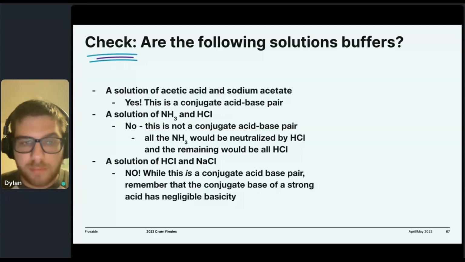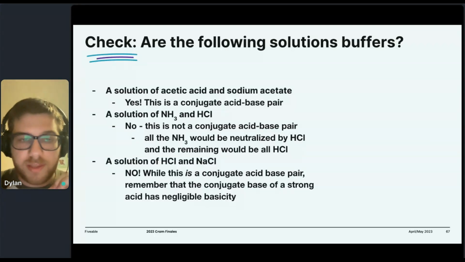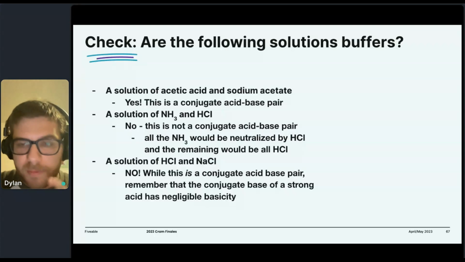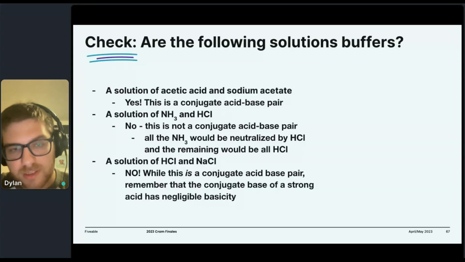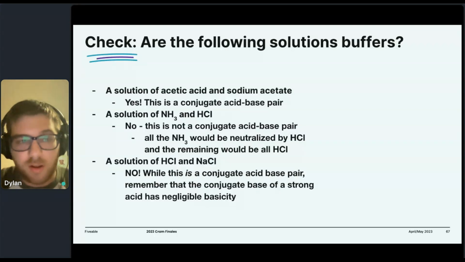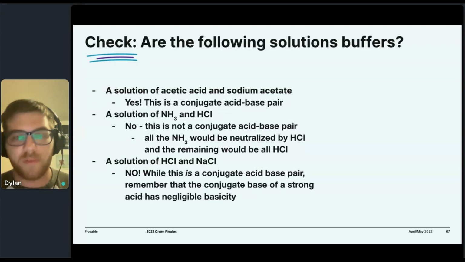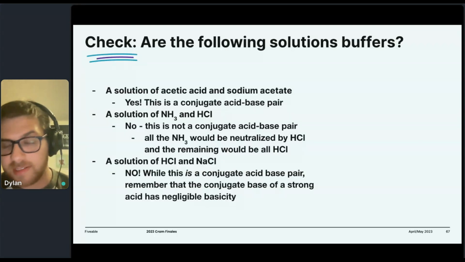Next, this is a tricky one: a solution of hydrochloric acid and NaCl, just salt. This is not a buffer. You might be going, well, wait, but it's a conjugate acid-base pair. And you're right, but this is where it comes into importance that chloride is an insignificant base. It's not a base. For all intents and purposes, it's neutral. It's technically a base, but we saw the Kb earlier. It's like 10 to the minus 21. It's ridiculously small. So while this is a conjugate acid-base pair, the conjugate base of HCl has negligible basicity.